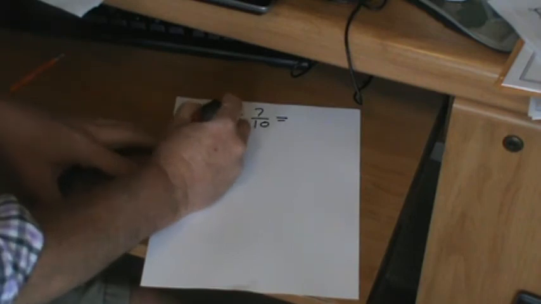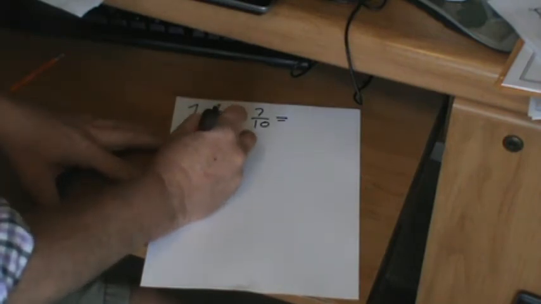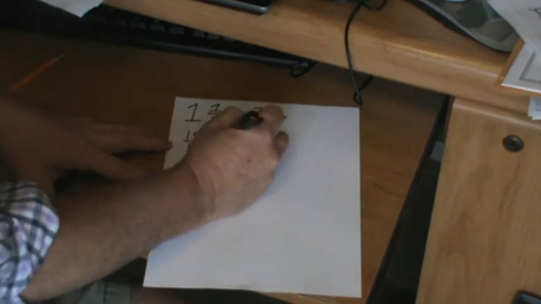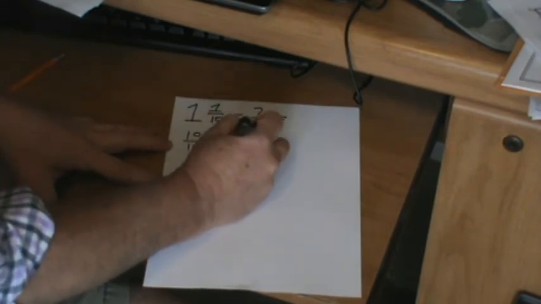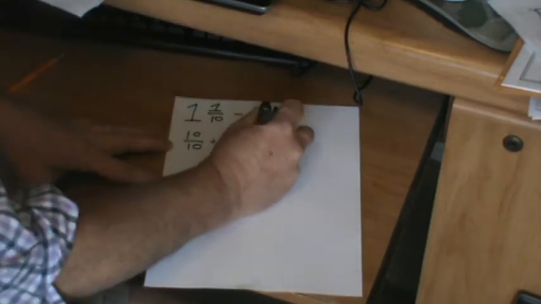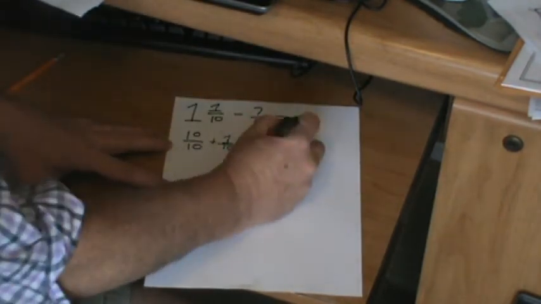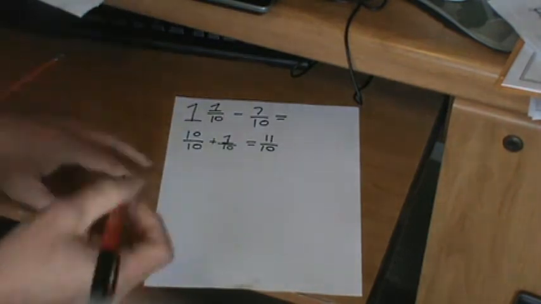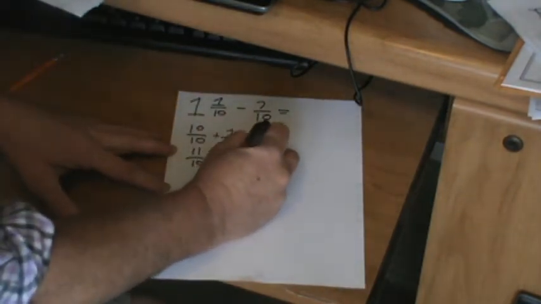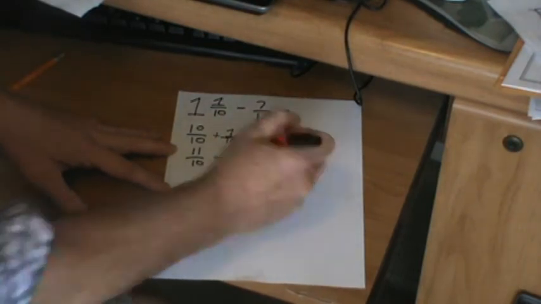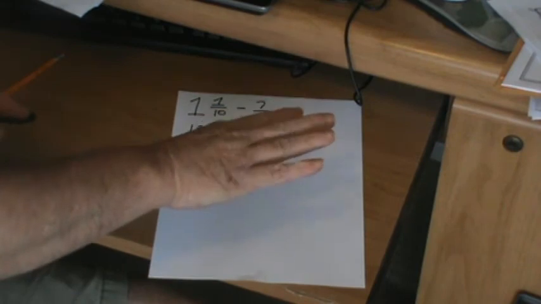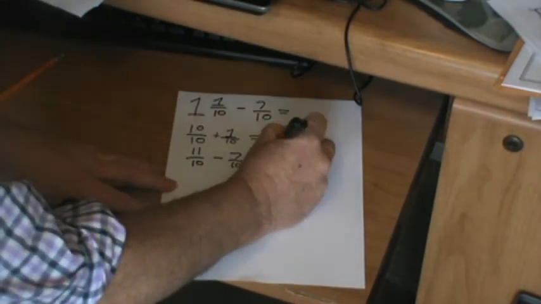I'm going to make the 1 10/10. And I'm going to add on the 1/10, so 1 and 1/10. And what do we get? Well, 10 plus 1 is 11, and the 10th. So we have 11/10. Now we're ready to subtract. 11/10 minus 7/10. It's going to equal how many tenths? Well, let's find the difference. 8, 9, 10, 11. It would equal 4/10.